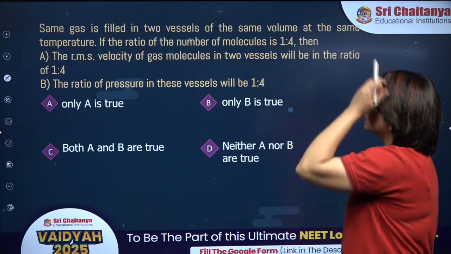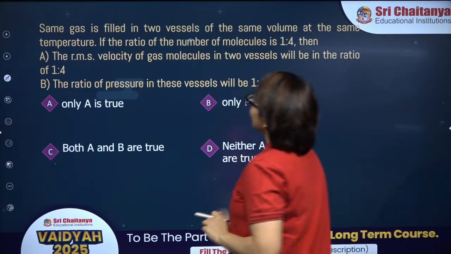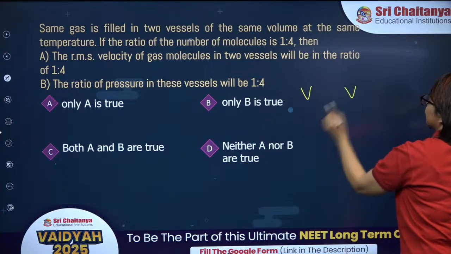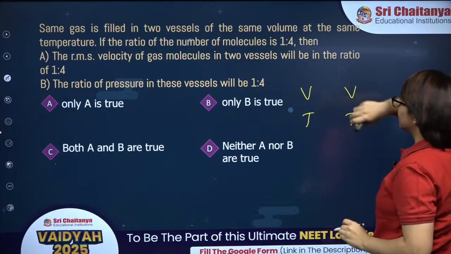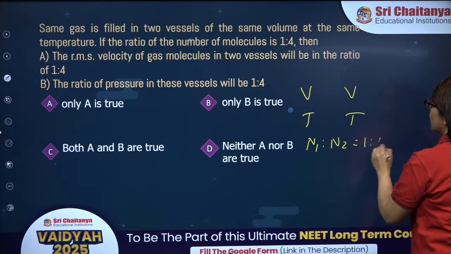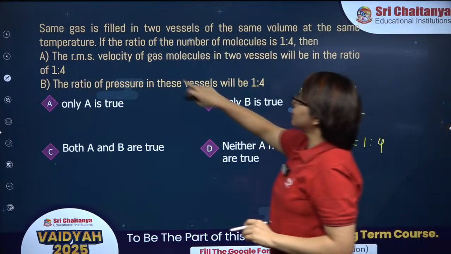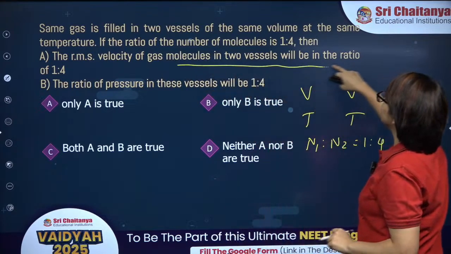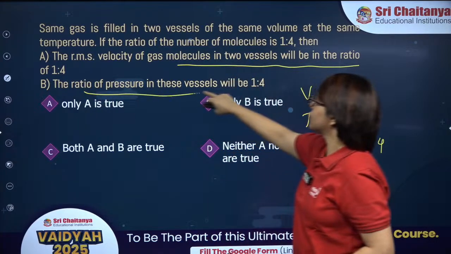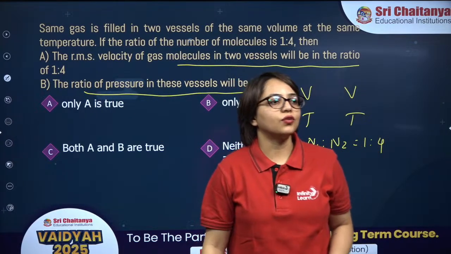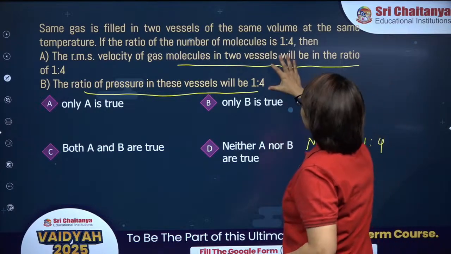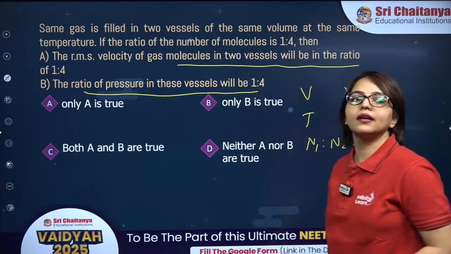Next is this one. Same gas is filled in 2 vessels of the same volume at the same temperature. If the ratio of the number of molecules N1 is to N2 is 1 is to 4, then statement A: RMS velocity of gas molecules in the 2 vessels will be in the ratio of 1 is to 4, and statement B: the ratio of pressure in these 2 vessels will be 1 is to 4. Which of the following statements are correct? Out of A and B, which statements are correct?